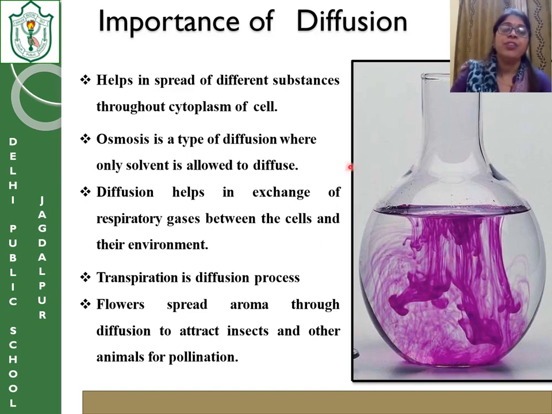Okay. Next point is diffusion helps in exchange of respiratory gases between the cells and the environment. I have already told this to you. Transpiration is also a diffusion process. How? What is the meaning of transpiration here? Transpiration is the loss of excess water from the plant through the leaves, through the stomata. Water vapor comes out and it condenses and forms water droplets.